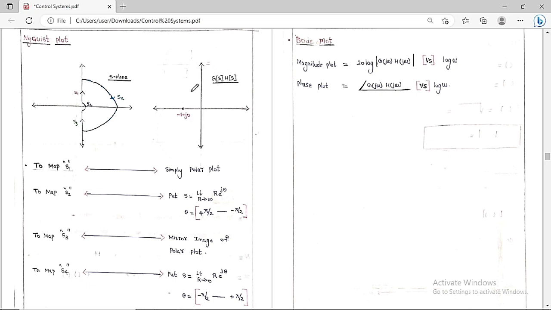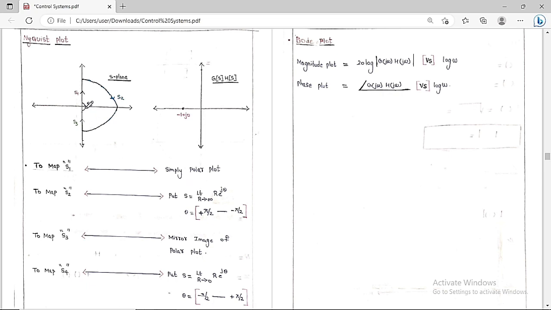So whatever this graph that you are going to get, it is called a Nyquist plot. So simply I can say, in order to map the S1, it is basically simply the polar plot, because omega is equal to 0 to omega is equal to infinity. Now, in order to map the S2, put the value of S is equal to limit R tends to infinity, R into e to the power of j theta, and theta is varying from plus pi by 2 to minus pi by 2. In order to map the S3, it is a mirror image of this polar plot.